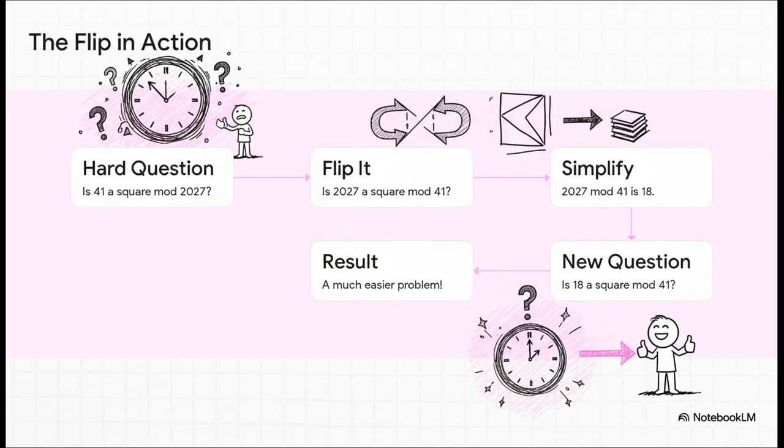Let's actually see this thing in action. Let's say we want to know if 41 is a perfect square in the world of clock math, modulo 2027. I mean, that is a huge clock. Checking every possibility would take forever. But with reciprocity, we just flip it. Instead, we ask, is 2027 a square modulo 41? Well, we can easily find the remainder when you divide 2027 by 41. It's 18. So our huge, scary, impossible question just became, is 18 a square modulo 41? And that is a vastly simpler problem to solve. It's a total game changer.